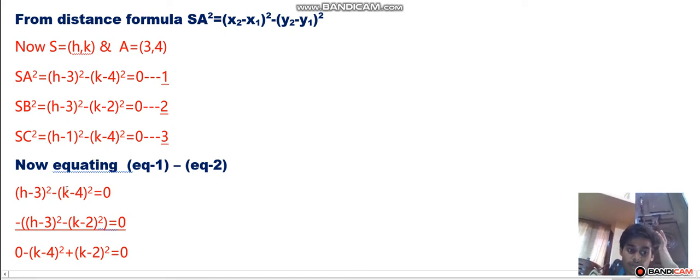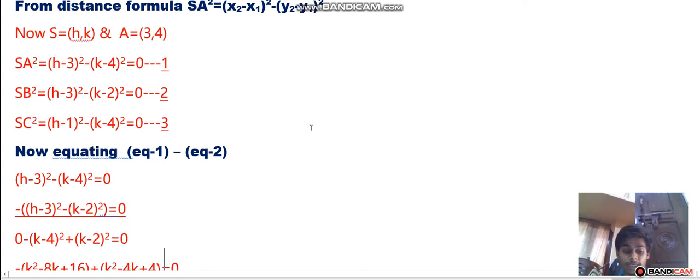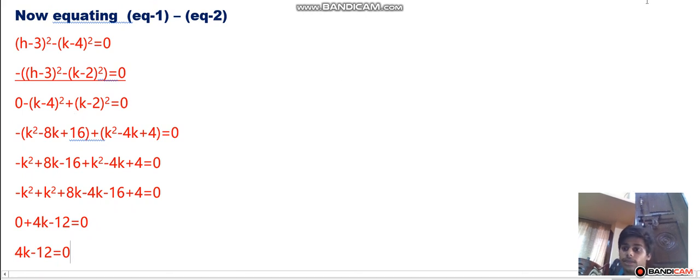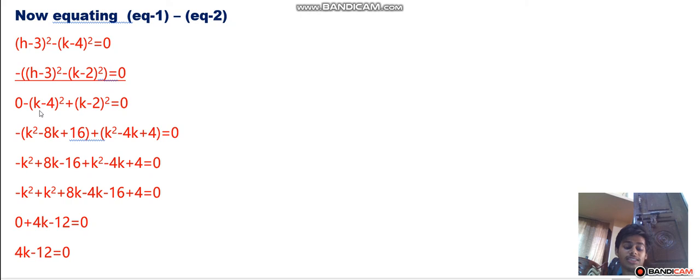See here, (k minus 4) whole square, and minus of (k minus 2) whole square, is equal to 0. What is the formula of (a minus b) whole square? It is a square minus 2ab plus b square.